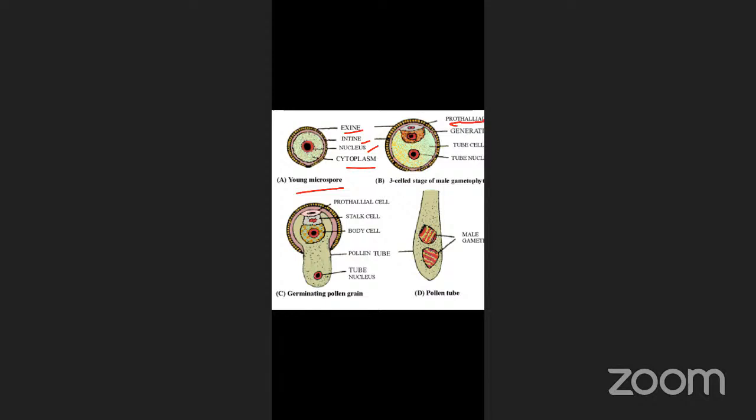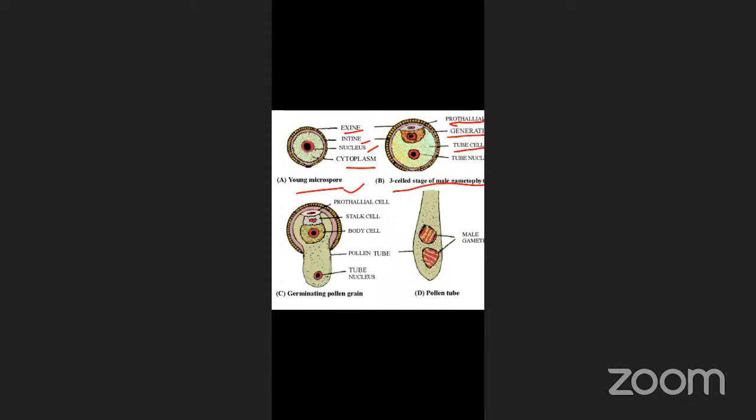Here the prothallial cell, generative cell, tube cell, three cells. Finally it develops into three cells, or in some families two cells also form. And in some families, mostly gymnosperms, four cells also form, but mostly three-celled or two-celled. Remember, here in the diagram we can see the three-celled stage of male gametophyte development. If it is one nucleus, it is microspore or pollen grain. When it develops into three nuclei, that is called a male gametophyte.